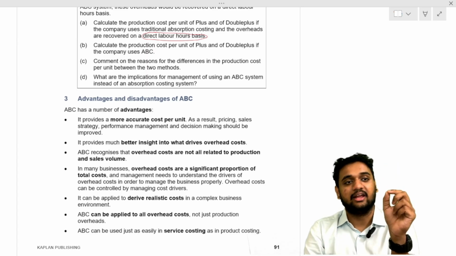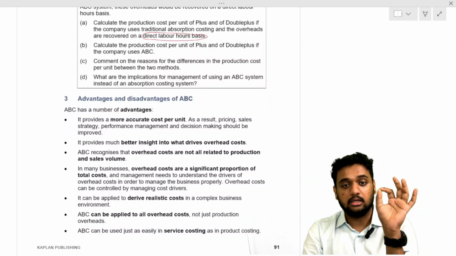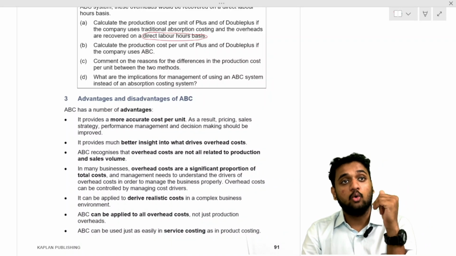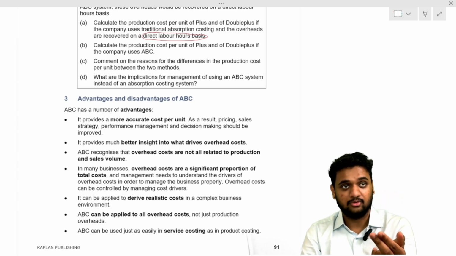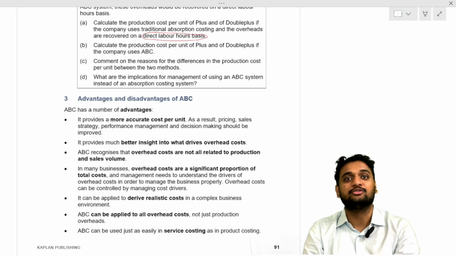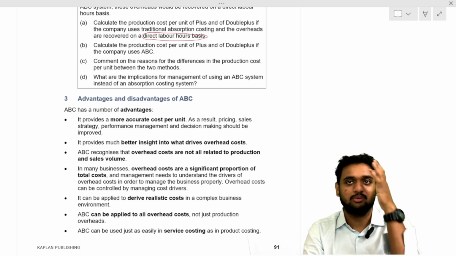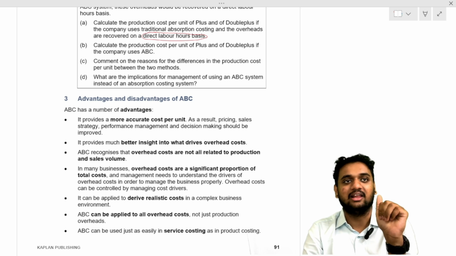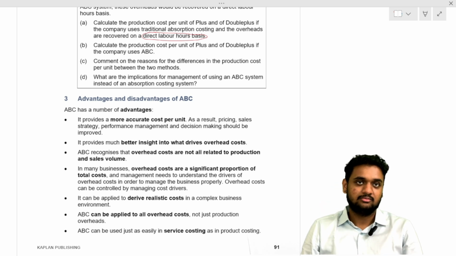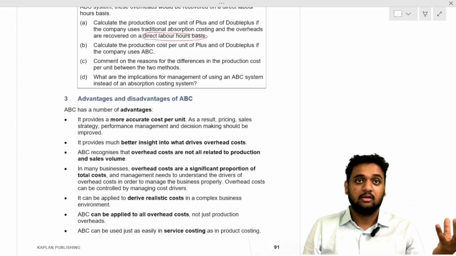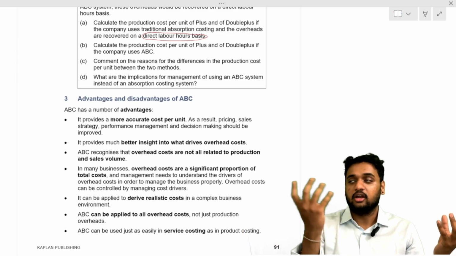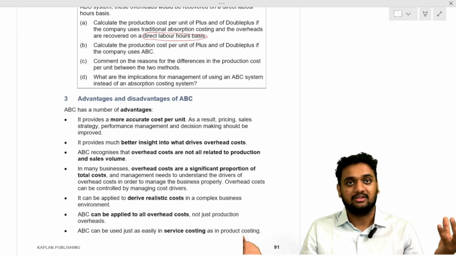ABC tells us that not all overhead costs are related to production and sales volume. Earlier, what we used to do was based on production volume only. No, ABC tells us clearly that not all overheads are related to production and sales. For example, iPhone we may produce 1,000, earphones we may produce 10 lakhs. We would give more to earphones because they are produced more. That's what ABC tells us.